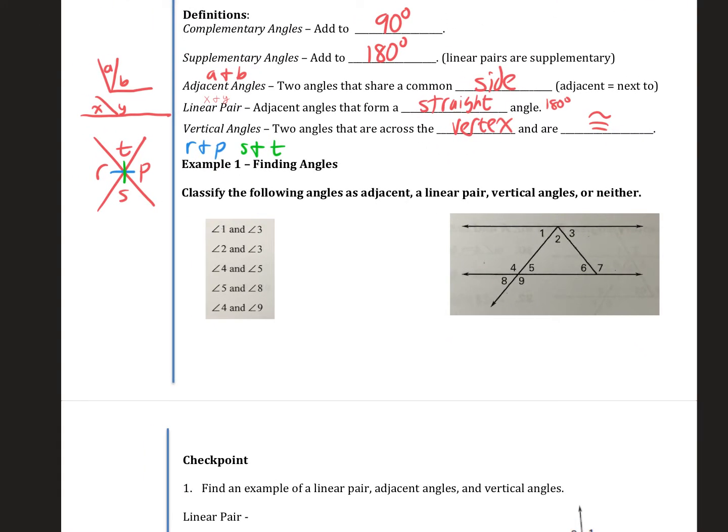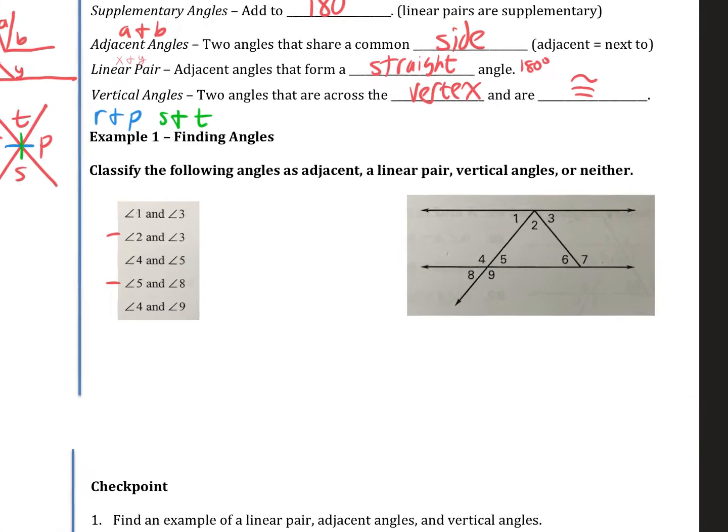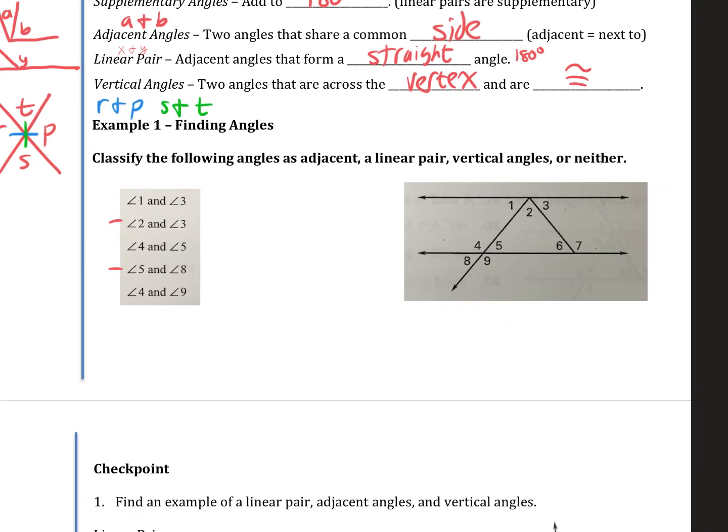All right, now for this example, it says we're going to classify the following angles as adjacent, a linear pair, vertical angles, or neither. Let's try a couple of these. Why don't we try this one, 2 and 3, and 5 and 8. Okay, we'll do two of these together, and you guys will try a few, okay? All right, so we have angle 2 and angle 3. That's this angle and this angle right here.